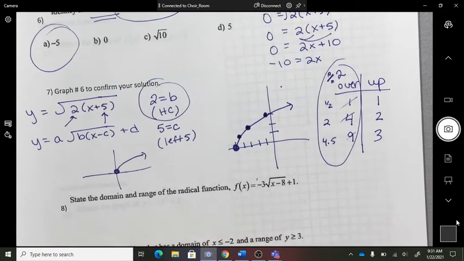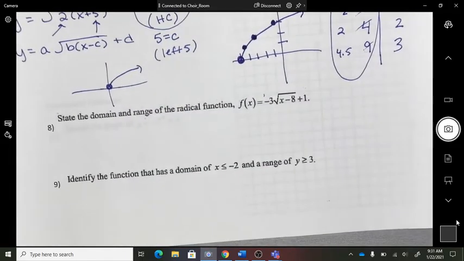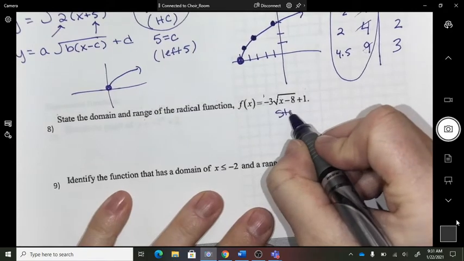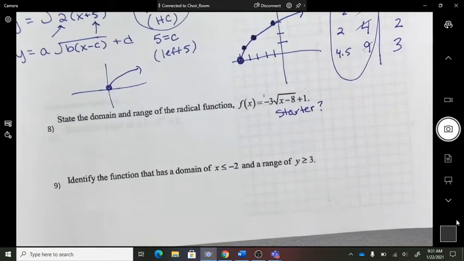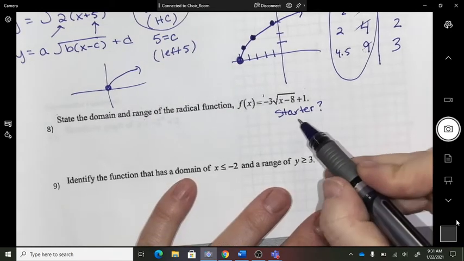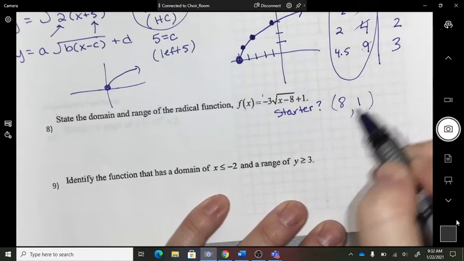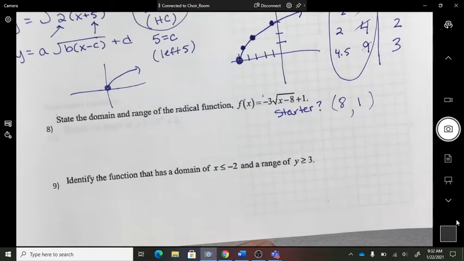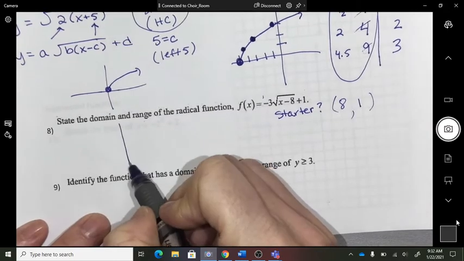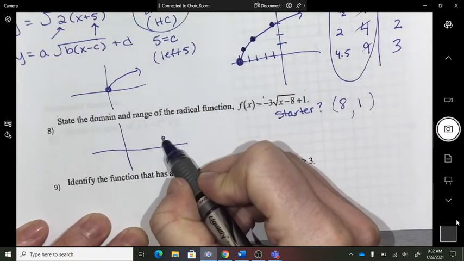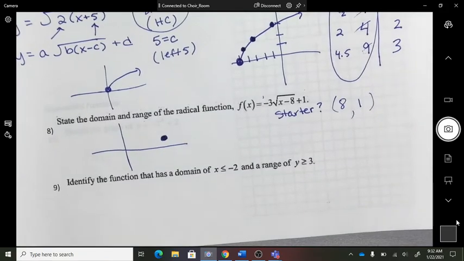Okay, state the domain and range of this radical function. What's the coordinates of the starting point? There's a C in here and a D. Where would you start? What coordinate? 8, 1. Right 8, 1 up. So that would be an idea of your starter.